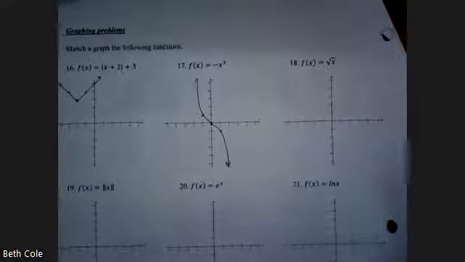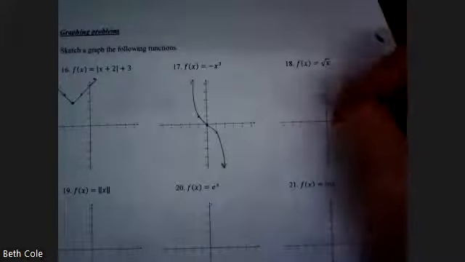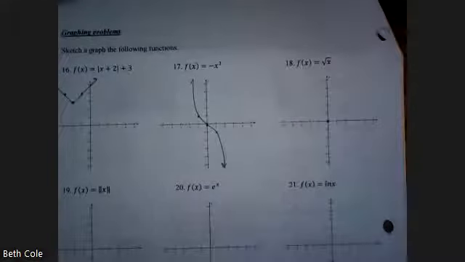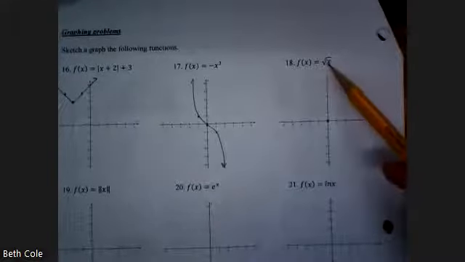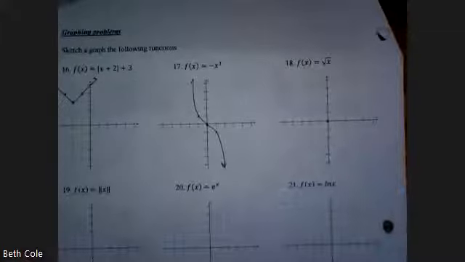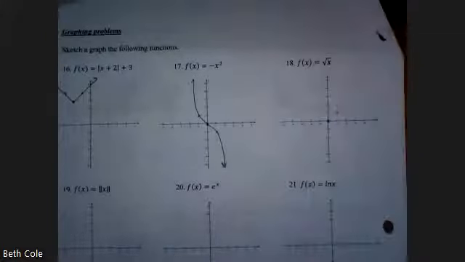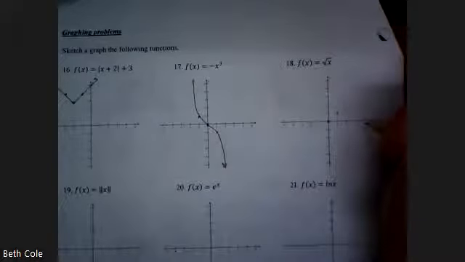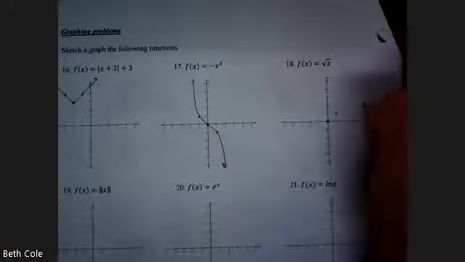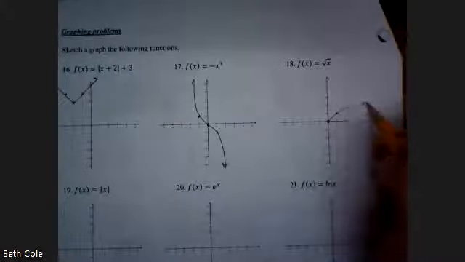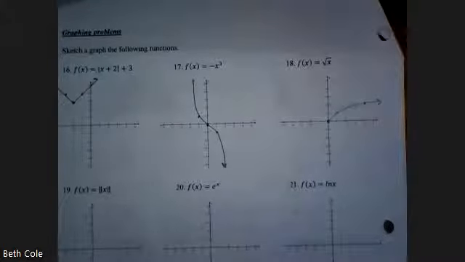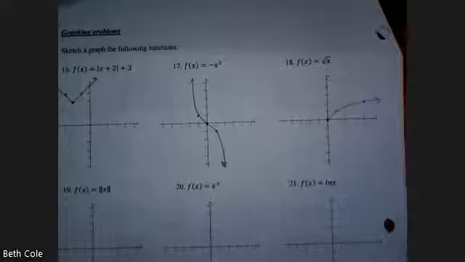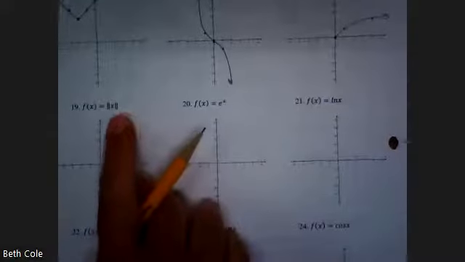All right, let's plug in some points for this one. If you plug in 0, you're going to get 0. It's not transformed at all, so centered at the origin. What's another point we can put on that? 1, 1. And then let's get one more. 4, 2, good. What would the next one be? 9, 3. Does anyone remember what this is with the double bars?